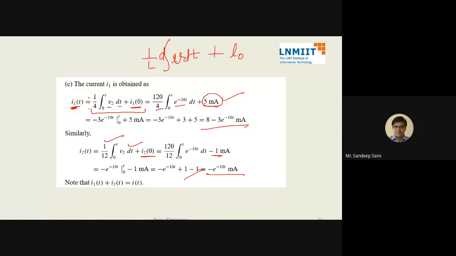Sir, in case of the A part, we are not able to apply the current division method because we are getting I2 as minus 1 and I1 as 5. So current division is not valid here, or some other concept is applied. That is flux linking. No, no. You are saying at t equal to 0. Yes, sir.